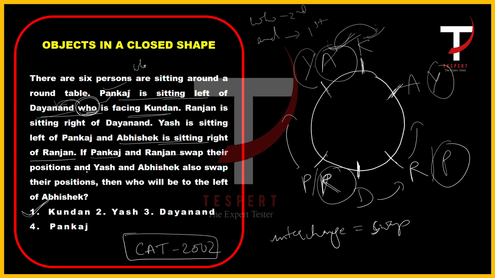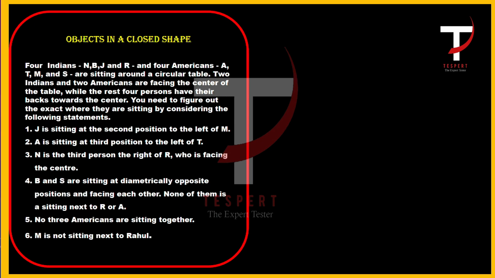So this is a very simple one. So it's a previous CAT question, I mean CAT 2002. So let's move on to the next slide. So this is our second arrangement as far as closed shapes are concerned. So try to solve this, pause the video and try to solve this.